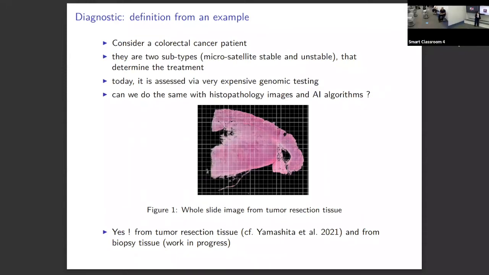This has been done in 2021. And now we are looking to do that with biopsy tissues. The biopsy you will have a bit earlier in your patient trajectory, so it would be even better to do that from the biopsy tissue. Okay, so it's really a machine learning task because you have input data and you have to give a diagnosis or a classification.